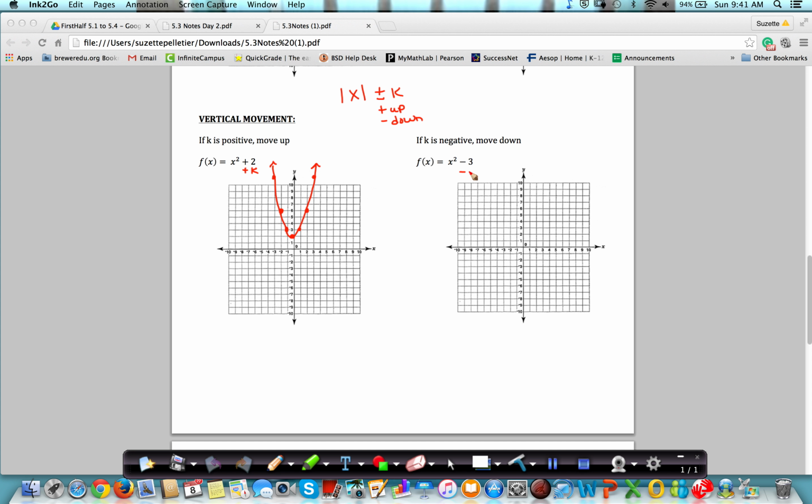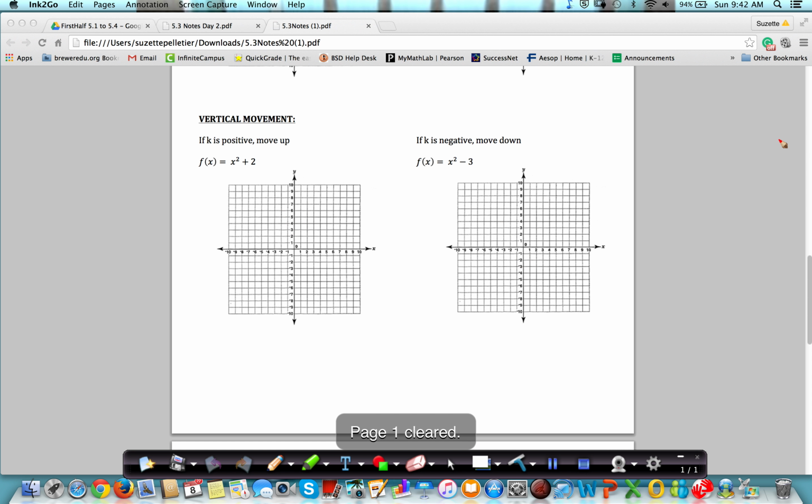When k is negative, so this is minus k, we're going to move down. So when it was positive, we went up, negative's going down. So I'm going to go down 3. So I'm taking my parent function and I'm moving it down 3. Still is going to keep the same shape, over 1, up 1, over 2, up 1, 2, 3, 4, mirror it over. Over 3, up 1, 2, 3, 4, 5, 6, 7, 8, and 9. Mirror it over. And we have our parent function down 3. So vertical movement, pretty self-explanatory. It's always that number at the end of your function, and that's the one that tells you up or down.